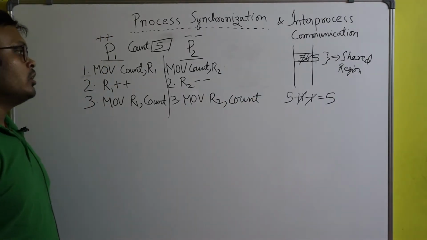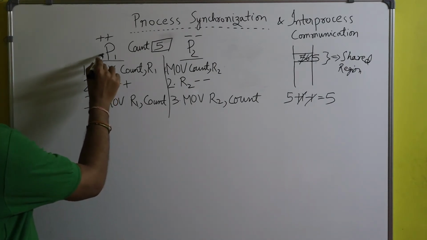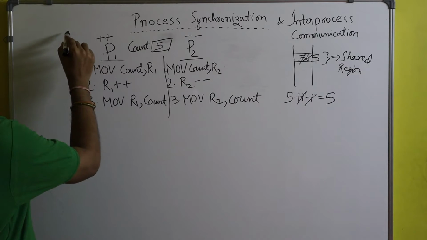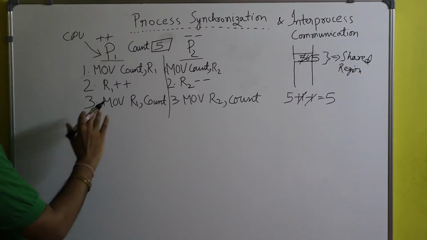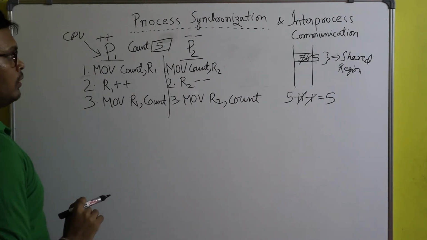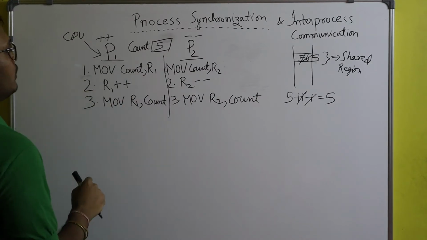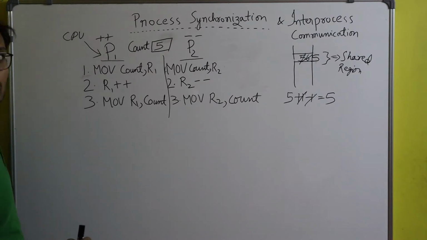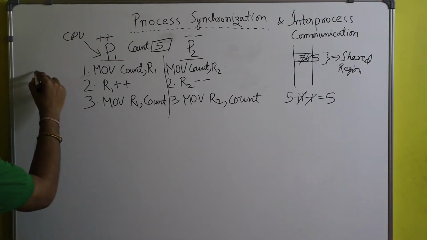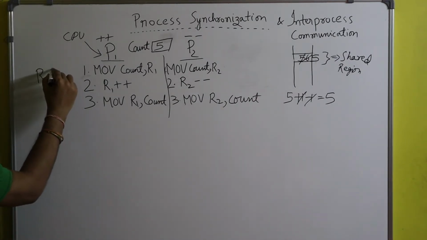So now, let me explain. Suppose CPU is with process P1. Now CPU is given to process P1. So how will process P1 perform its operation? You just see the first instruction: move count, comma, R1. So R1 is a register which is only accessed by process P1. So let me write here R1. Is it visible? Okay. R1.